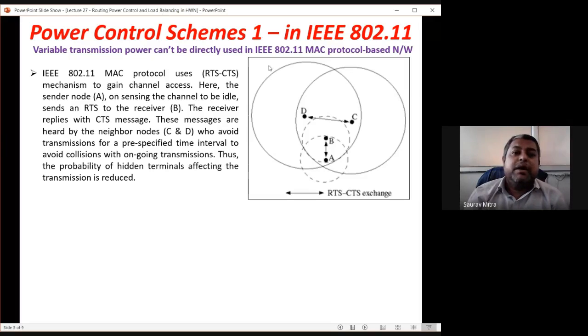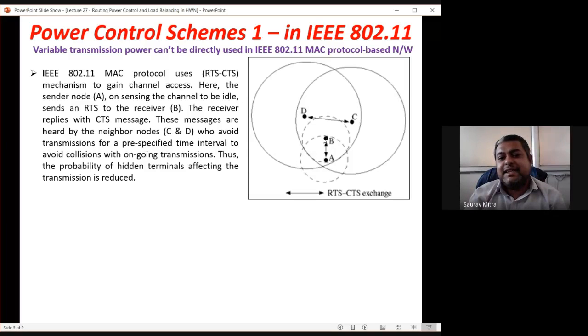So this is power control scheme 1, where the link is established with the smaller power. What is the problem? Bigger power links will affect this communication channel. So let us see what it is saying. IEEE 802.11 MAC protocol. We have seen this RTS CTS mechanism to gain channel access. Here the sender node A, on sensing the channel to be idle.